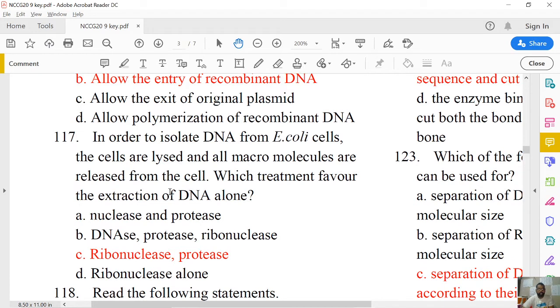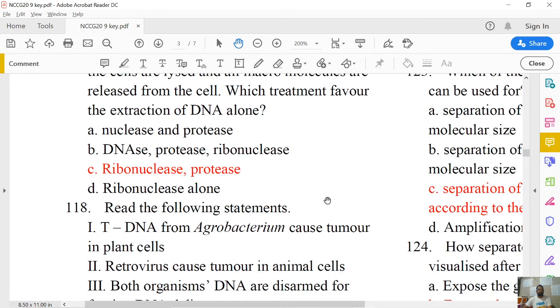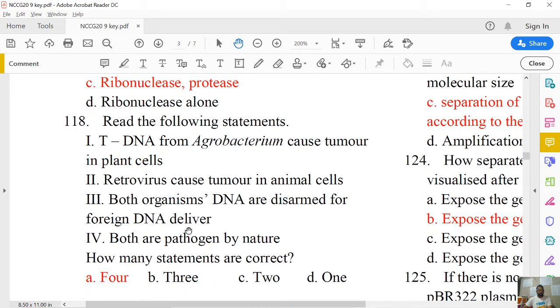In order to isolate DNA from E. coli cells, for isolating only DNA, we need to digest the RNA with the ribonuclease and proteins with the protease. Read the following statements and find out how many are correct. So in this, all the four are correct only.